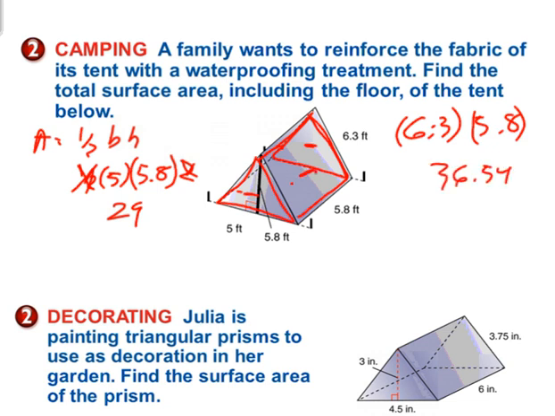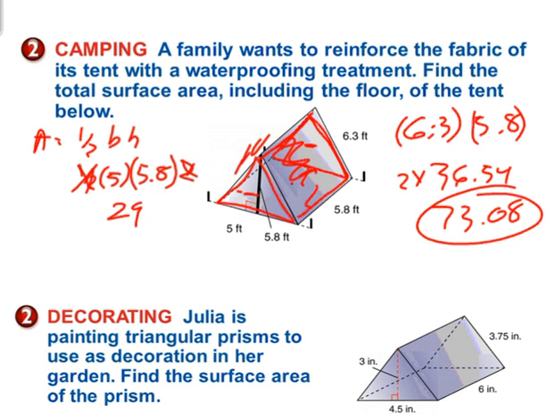And I'm going to double it for this side of the tent and, of course, the other side of the tent. So I'm going to take it times 2. That gives me 73.08. I've got one side left to determine. Here, I need to determine the area of the base or the area of the floor, and that's 5 feet by 5.8 feet, the rectangular shape of that one. So 5 times 5.8 is 29.